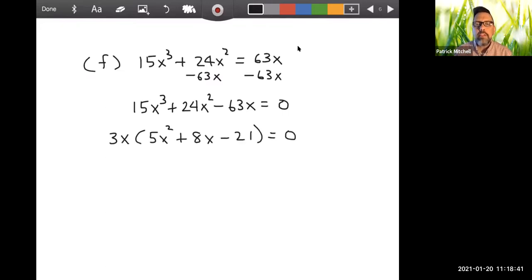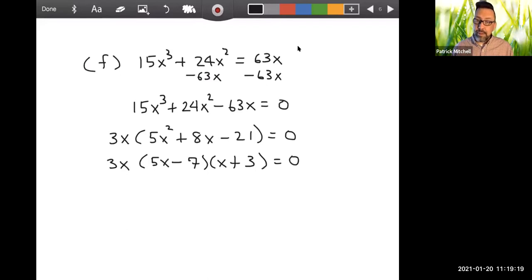Okay. So now let's see if we can factor 5x squared plus 8x minus 21. This is another 6.3 or 6.4 type factoring. It would have to be 5x and x. And I think the 21 comes from 7 and 3. And in order to get the plus 8x, this would have to be a plus and that would have to be a minus. Okay. So again, I'm not spending a whole lot of time on the details of the factoring.